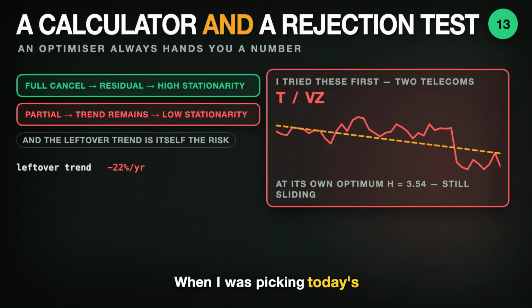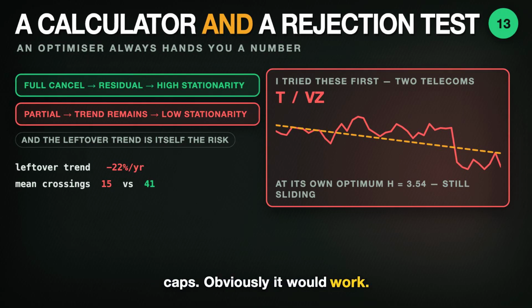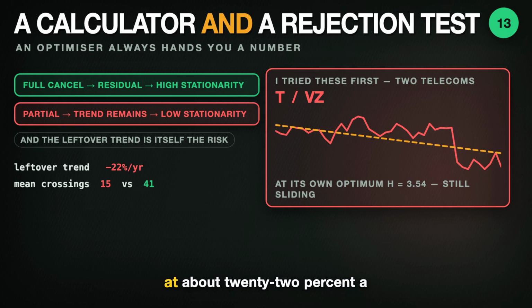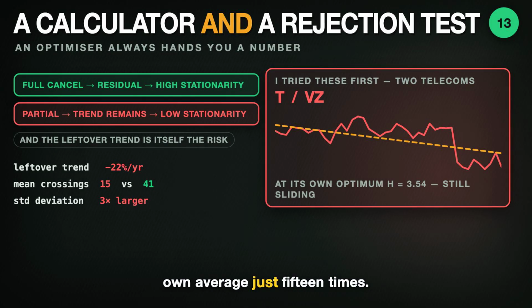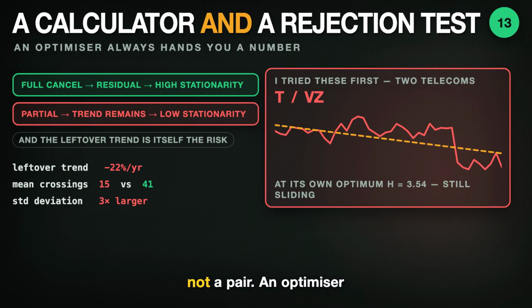When I was picking today's example, the first thing I tried was two telecoms, AT&T and Verizon. Same industry, both large caps. Obviously it would work. It didn't. Solver does return a coefficient. It gives you 3.54. But the spread built on that coefficient still slides downhill at about 22% a year. In 2.5 years, it crossed its own average just 15 times. Emerson and Honeywell crossed 41. Its standard deviation is 3 times larger. That is not a worse pair. That is not a pair.